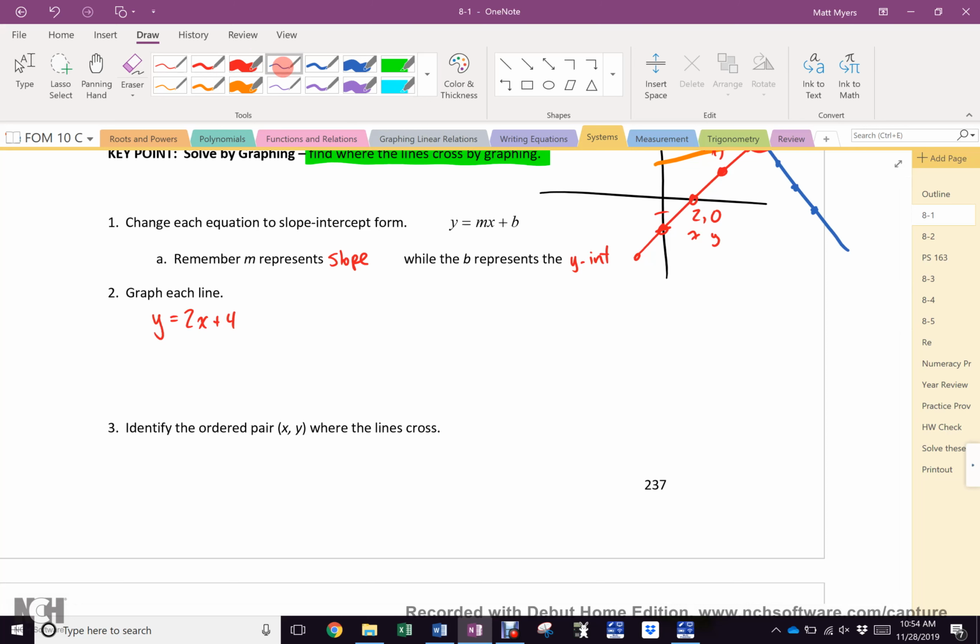Okay. I'm going to give you a second one. Let's see. 3x plus y equals 14. Solve it. What do I need to do with my red line?